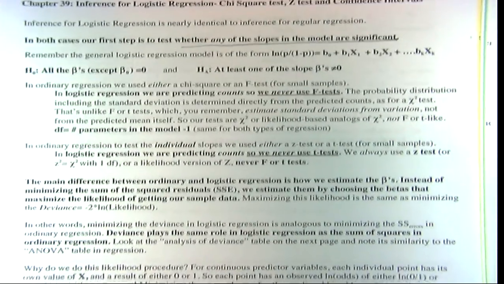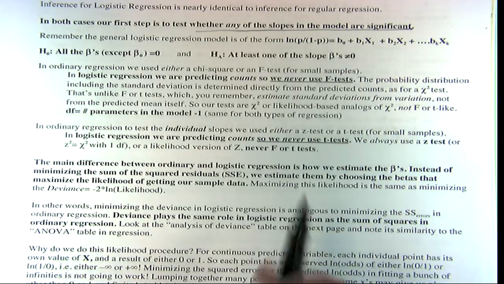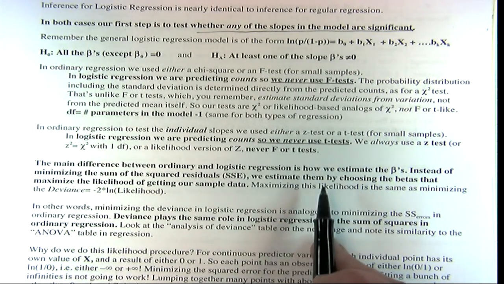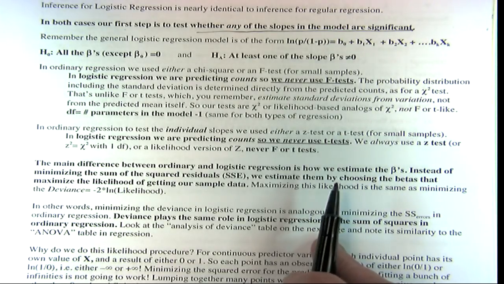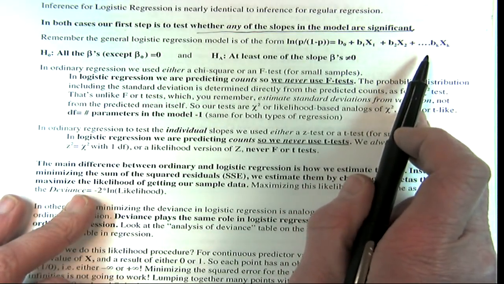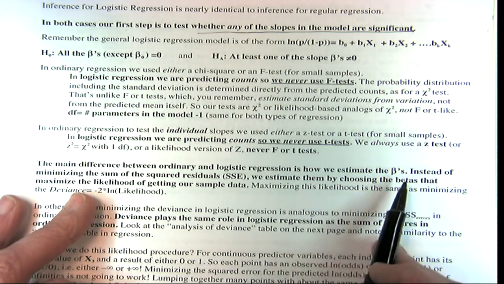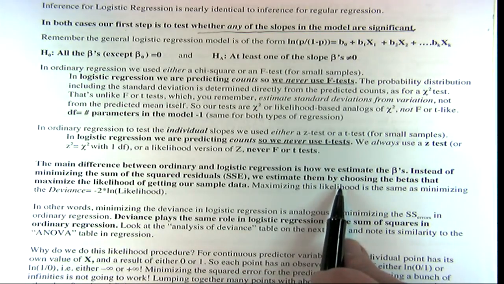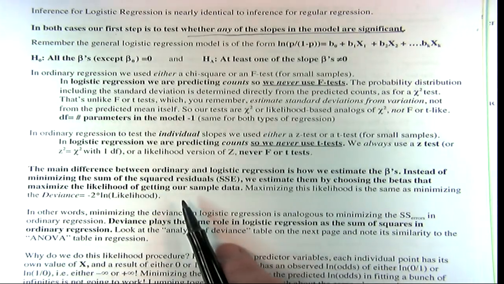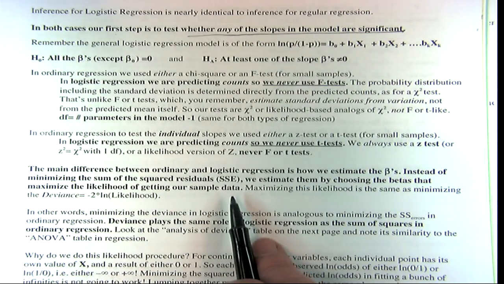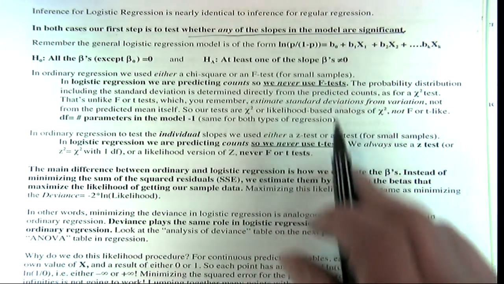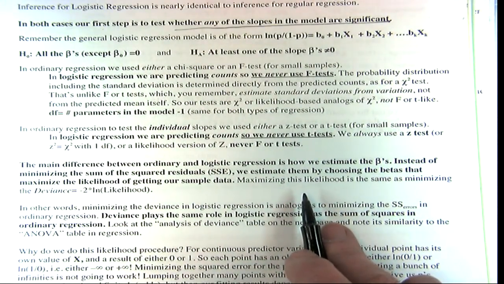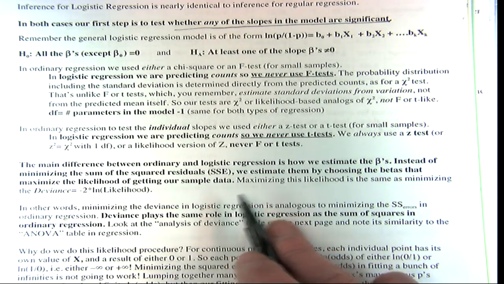So now that you know that, the main difference between ordinary and logistic regression is that we're not going to be doing least squares estimation. We're not minimizing the sum of the squared errors. Instead of minimizing the sum of the squared residuals, like the sum of squares for the errors, we're going to estimate the parameters by choosing the betas that maximize the likelihood of getting our sample data. So we're going to be using these maximum likelihood estimates. In this case they're different, because we can't really do least squares here. So we're going to do something else.